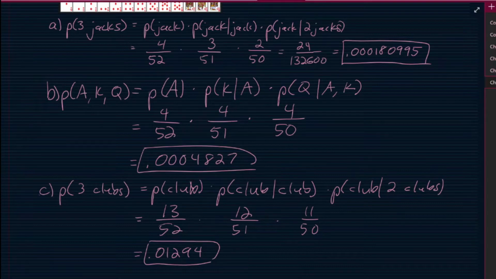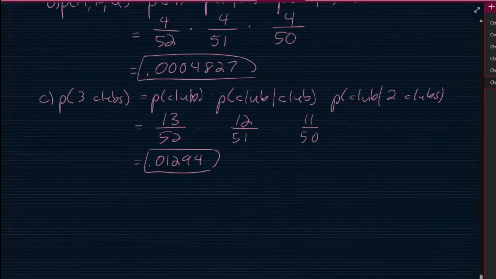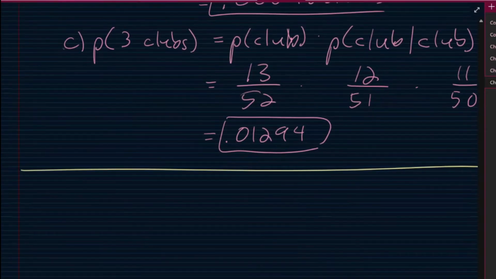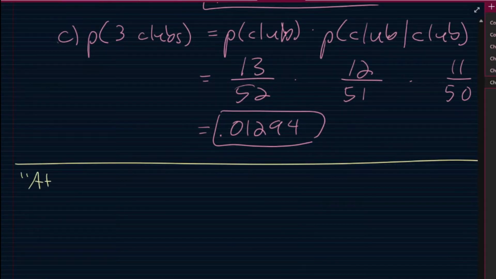Okay, another thing I want to mention is whenever we see the phrase at least, that's another keyword. So we've got a lot of keywords here to let us know which formulas to use. Remember, when it's or, we use the additive formula. Probability of A or B is probability of A plus probability of B minus probability of A and B, when they are not mutually exclusive.